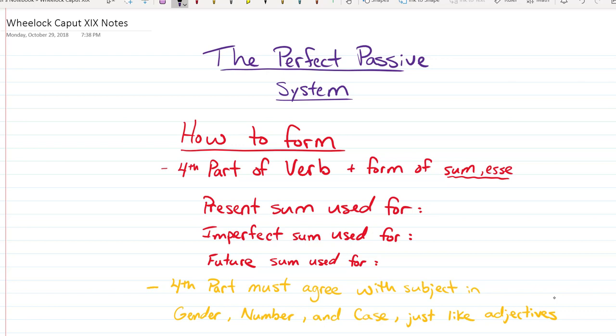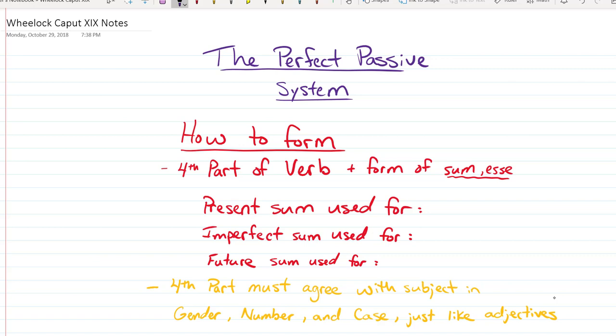So remember, passive verbs are the recipient of the action instead of the performers of that action. So instead of saying I love you, you could say you were loved by me, right? In the second sentence, you are receiving that love instead of actually performing the action of loving.